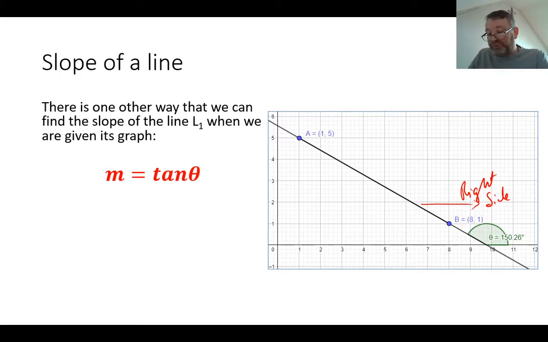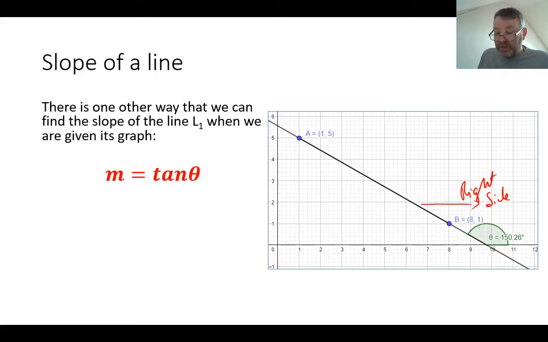Put in tan of 150.26, it comes out as minus 4 over 7, which is exactly the answer we got when we used y2 minus y1 over x2 minus x1, which is exactly the same answer we got when we used rise over run, and the same answer we got when we manipulated the equation to get y in terms of x. So there are 4 ways that you can get the slope.